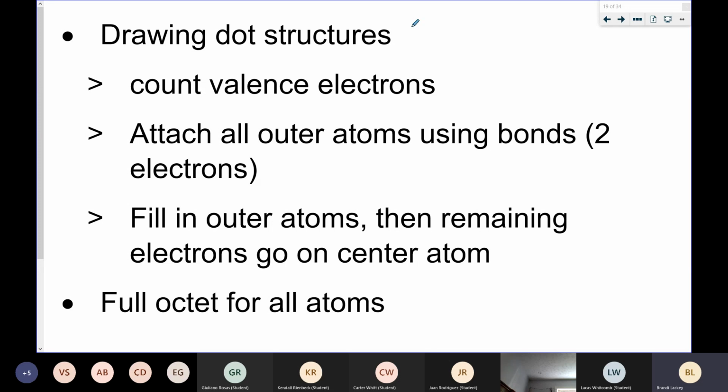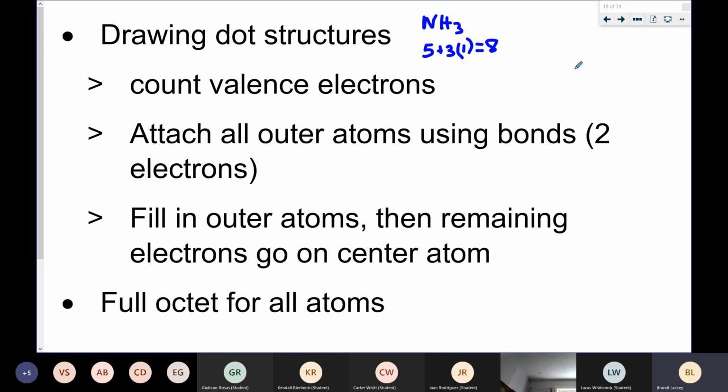So for example, a common one that we dealt with was ammonia, the NH3. If we walk through the steps with this one, finding valence electrons, nitrogen has 5 valence electrons, plus we have 3 hydrogens, and each hydrogen has 1 valence electron because they're in group 1. So this is a structure with a total of 8 valence electrons.